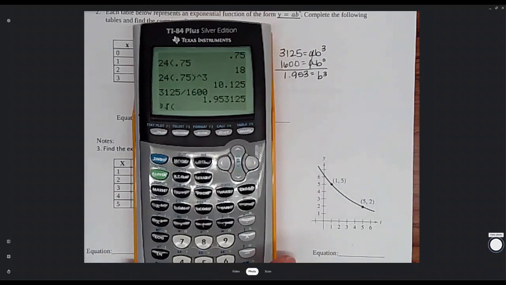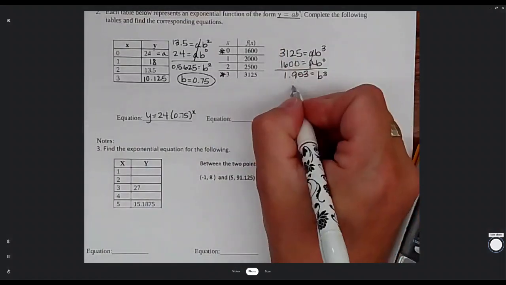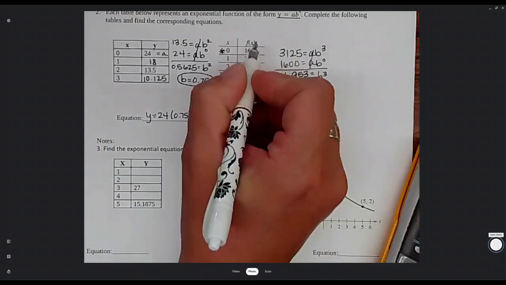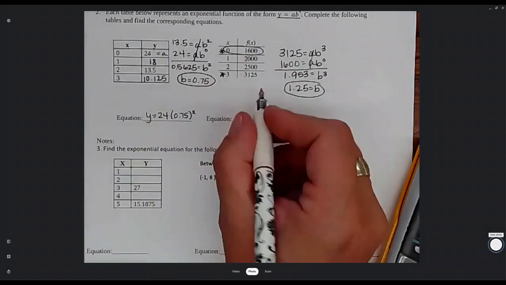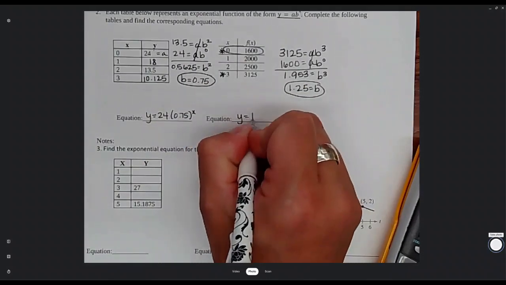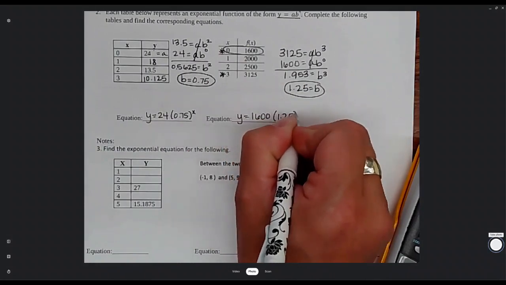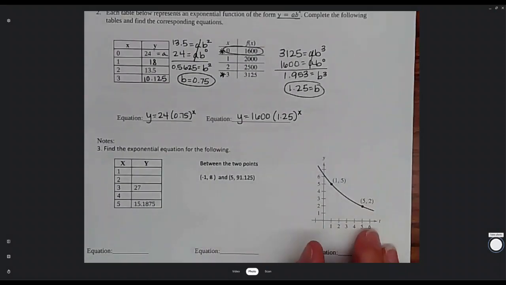Okay, so cube root of, again, I'm going to go the answer, 1.25. So it looks like B is 1.25. Again, we were given the A. It was 1600, right? So Y equals 1600 times 1.25 to the X. Okay, and this table's already completed for us, so we didn't have to do that.